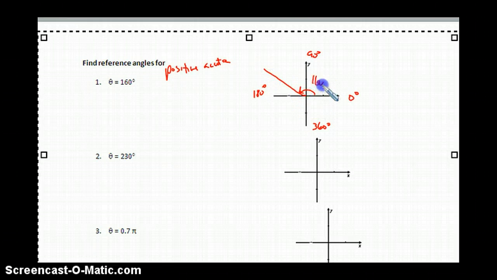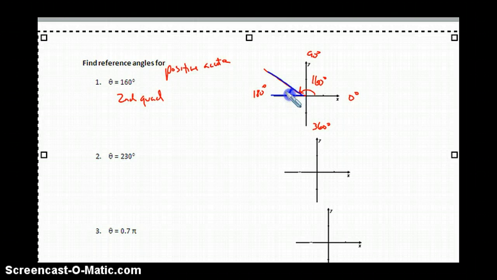That's 160 degrees. Now the reference angle in the second quadrant, because that's what quadrant that this 160 degrees is in, would actually be this angle that I'm going to draw in blue, starting from the x-axis, going over to my angle. Draw that a little bit nicer.